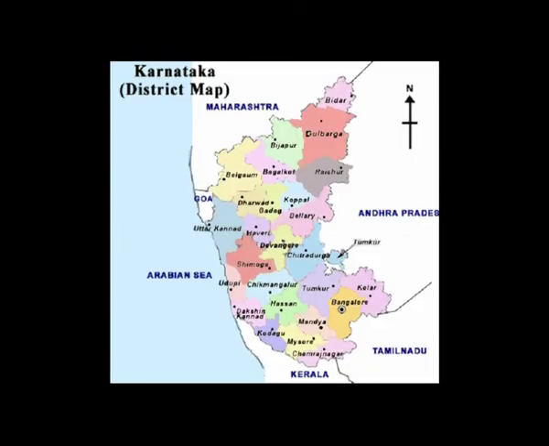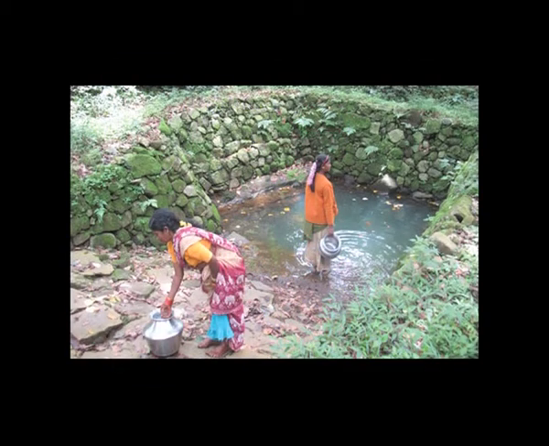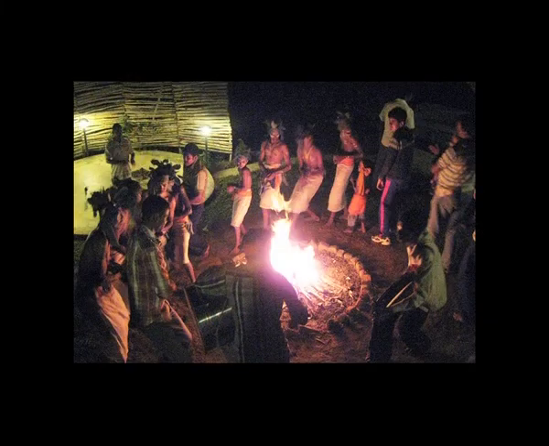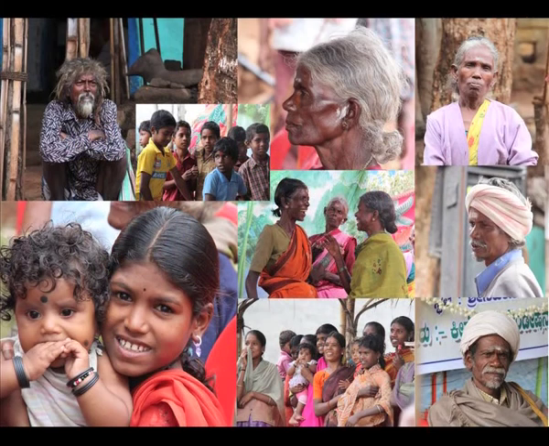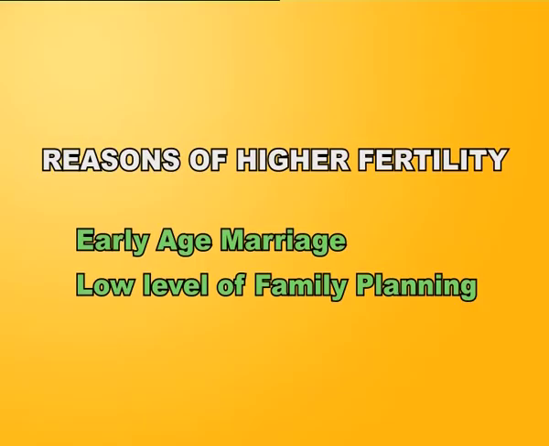Murthy investigated the Soliga tribe in Karnataka in order to find out their fertility behavior. The crude birth rate, general fertility rate and total fertility rate among the Soligas were found to be always higher in comparison to the general population of Karnataka itself. Early age at marriage and low level of family planning acceptance seemed to be responsible for the high fertility among the Soligas. The completed family size among Soligas was 5.64.